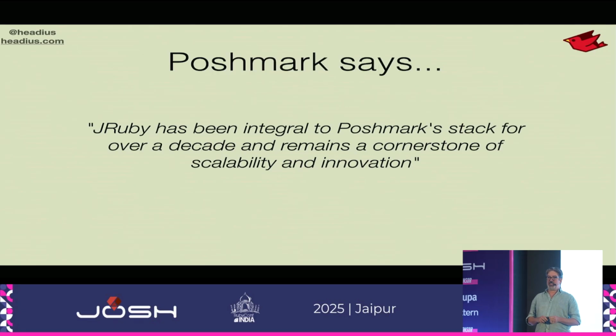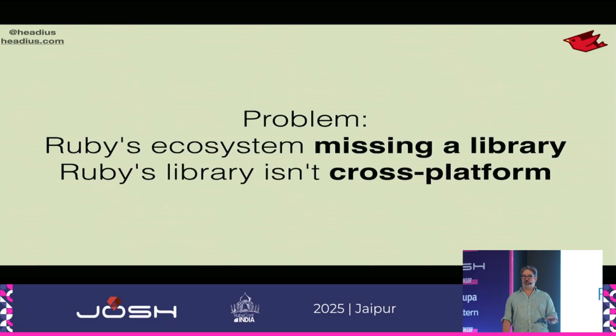Poshmark says JRuby has been integral to Poshmark's stack for over a decade and remains a cornerstone of scalability and innovation. These are the advantages that JRuby companies get out of using our platform. So we got a new problem here. Let's talk about the next one.